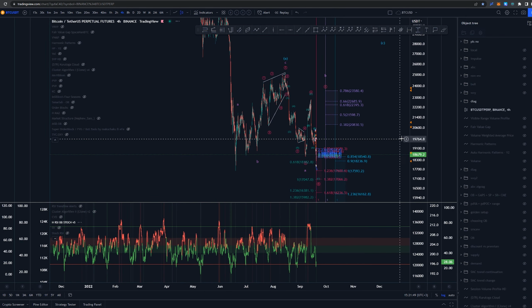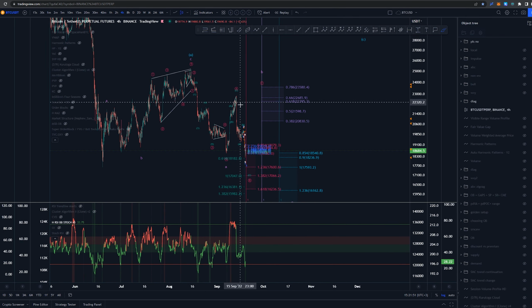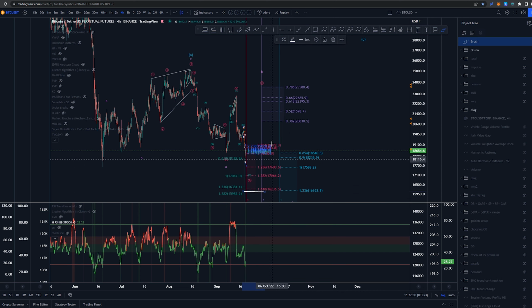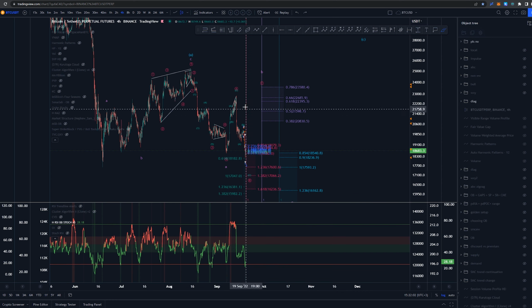But yeah, I feel like this is all I got at this moment to offer. If this is not going to be playing out, the invalidation for this count would be at these lows here around 16.2k. If it goes below that, then again, this count is completely invalid. And I wouldn't be looking at that again. But for now, I think that's the scenario I'm going to go with.